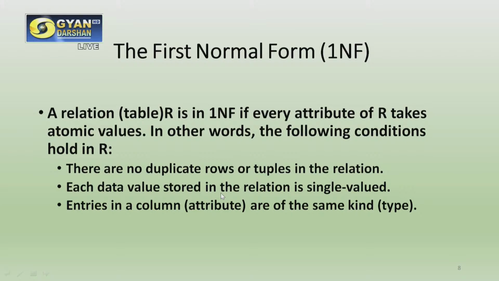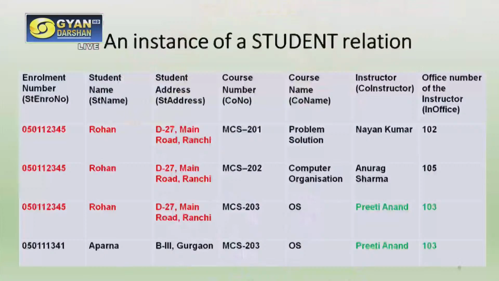Each data value stored in the relation is single valued, and entries in the column attributes are of the same kind. So if we take these three values, this particular instance satisfies the conditions. Why? Because all the values are different; for example, the first tuple and second tuple are different because they differ in course number, so the entire tuple is not the same.